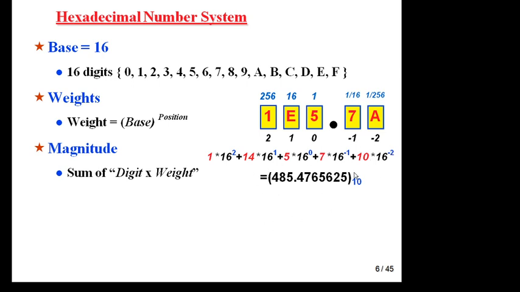This formula is not only applicable to convert from binary or octal or hexadecimal into decimal number system. It is also applicable to, for example, base 6, base 7, base 9. You can also use this formula to convert any number whose radix is r into base 10.